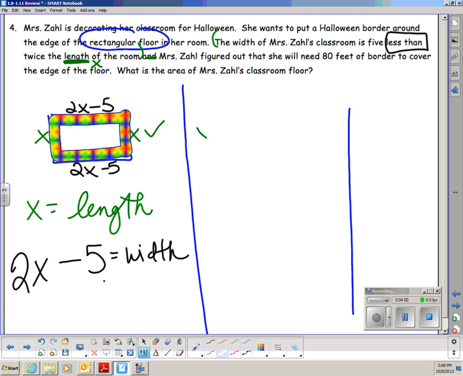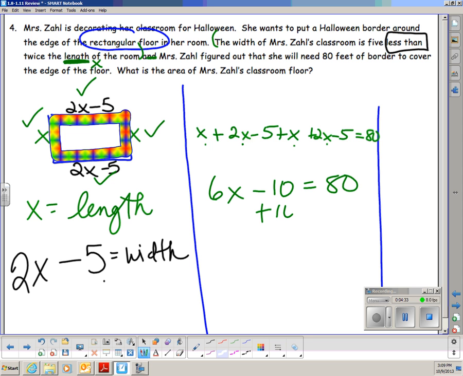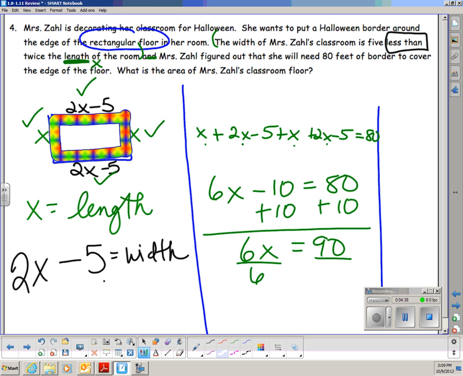So if I start here, I have my x plus my 2x minus 5 plus my x plus my 2x minus 5. Let me just move this line a little bit. Plus 2x minus 5, and that all adds up to 80. Okay, now we have an equation. So let's solve. x plus 2x plus x plus 2x is 6x. Negative 5 minus 5 is negative 10. That equals 80. Add the 10 over, and we get 6x equals 90. Divide by 6, x is 15.